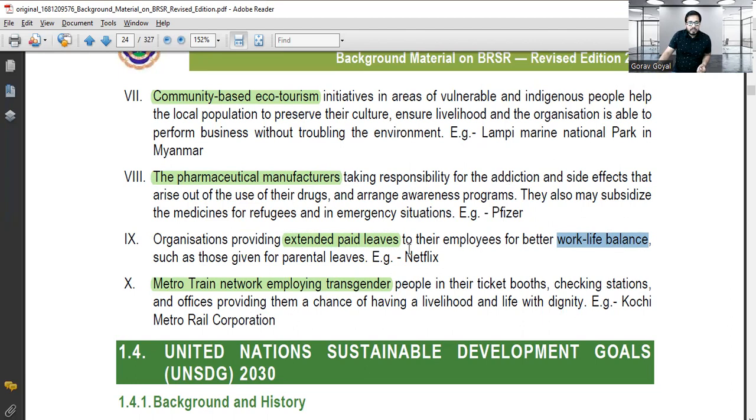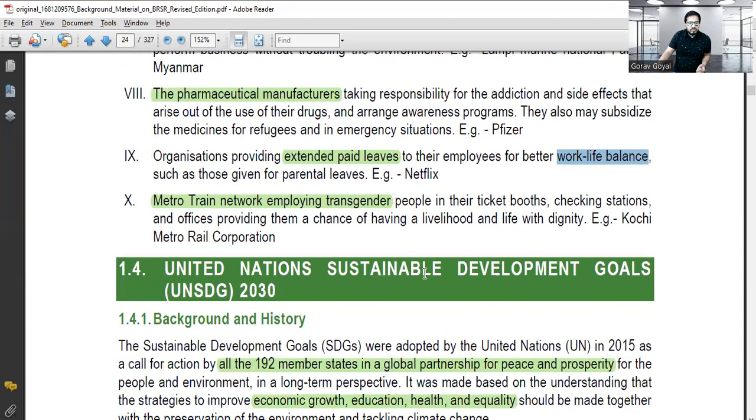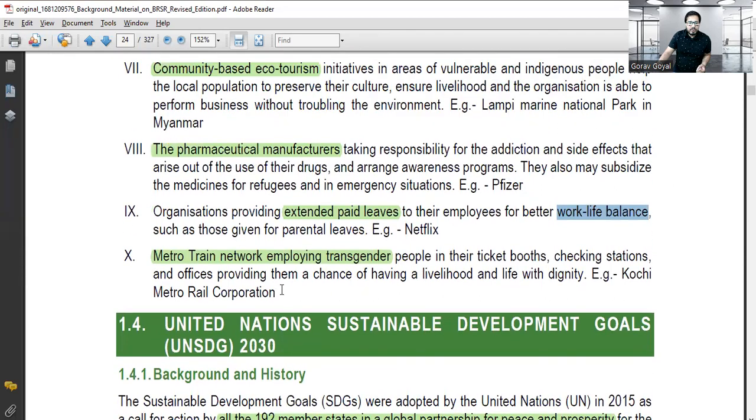And this is how the metro train network employs transgender people. So there can be various ways of doing these CSR activities. So this is all about sustainable development and corporate philanthropy, the four circles and sustainable development we have discussed.